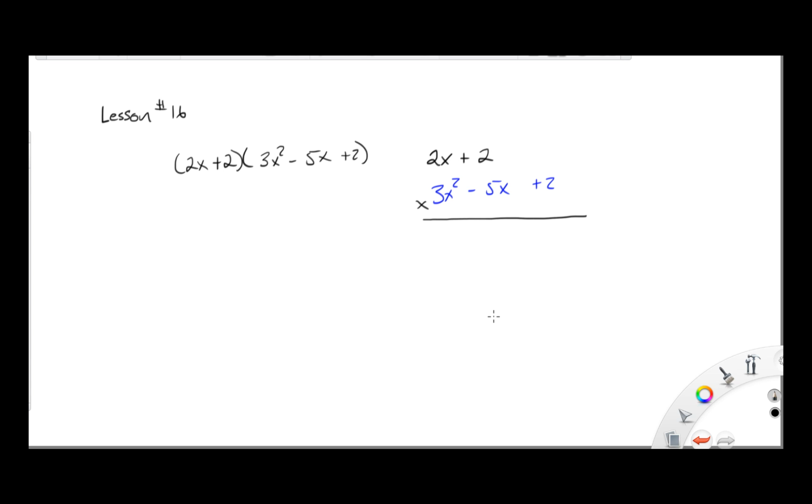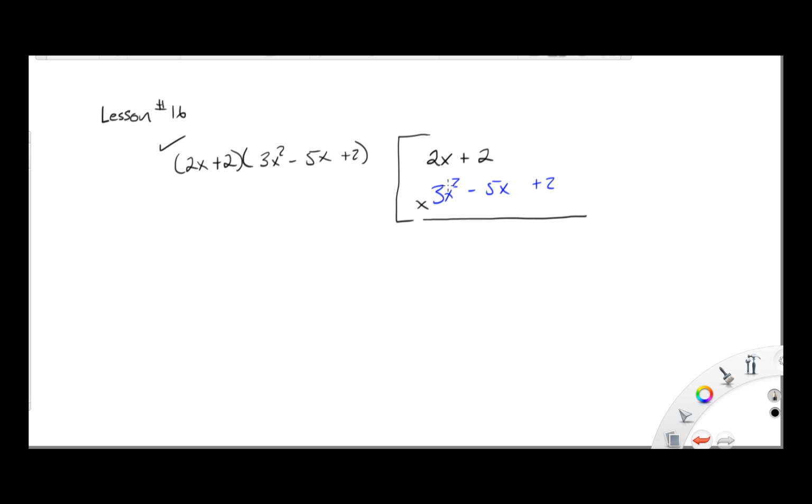Algebra 2, we are going to be starting on page 83, lesson 16, multiplication of polynomials, and then we're going to divide polynomials. So the bottom of page 83, you're going to see 16.1, and you're going to see this expression, 2x plus 2 times 3x squared minus 5x plus 2. And what we're really going to do is set it up in a multiplication scenario, because that's what the parentheses are telling us to do.